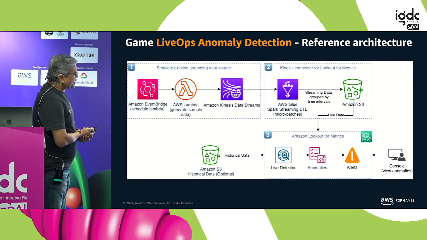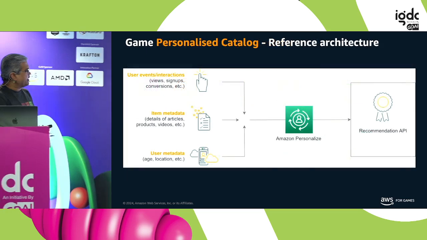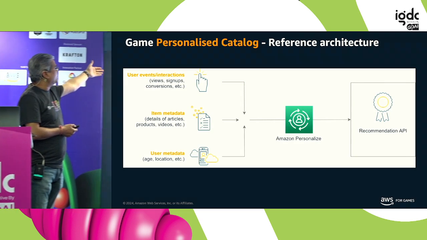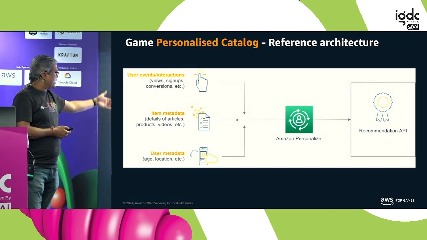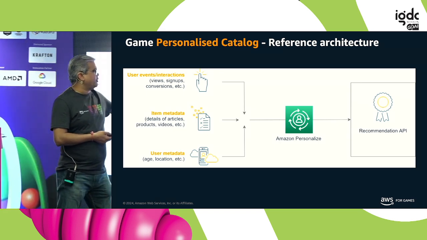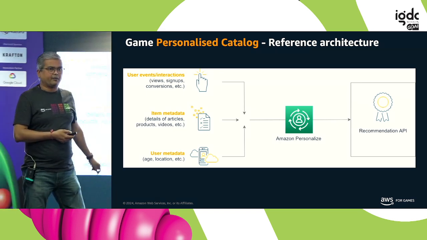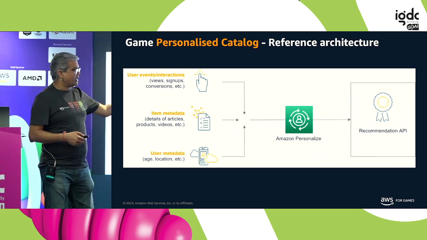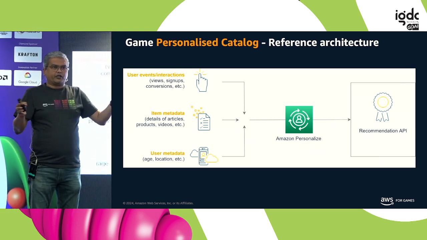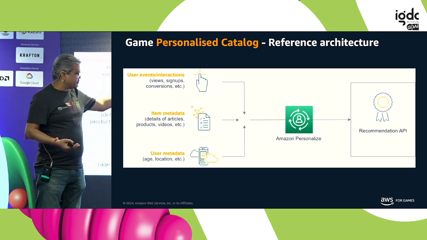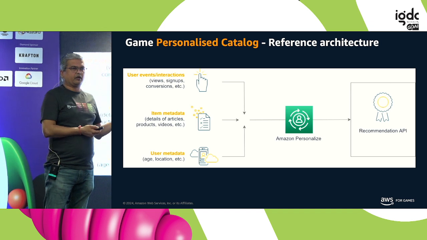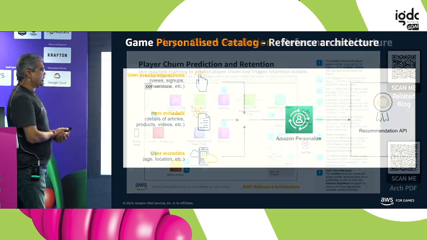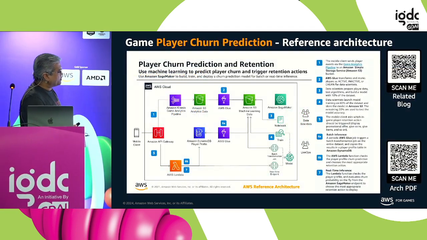Live ops anomaly detection, an example architecture again. Personalized game catalog: I talked about Amazon Personalize. You provide it with user events and interactions, item metadata and user metadata. With that, it is able to train itself and provides you with recommendations. If you have ever used one of the Amazon retail sites, it provides you with a recommendation for every product that you are viewing. It is basically using a solution similar to Personalize, and Personalize was built out of that solution that Amazon retail had built.